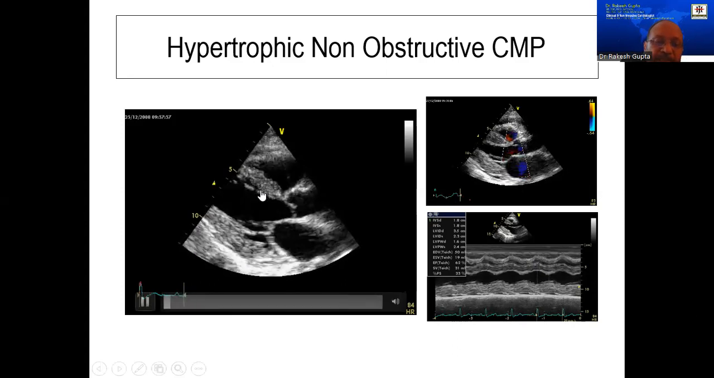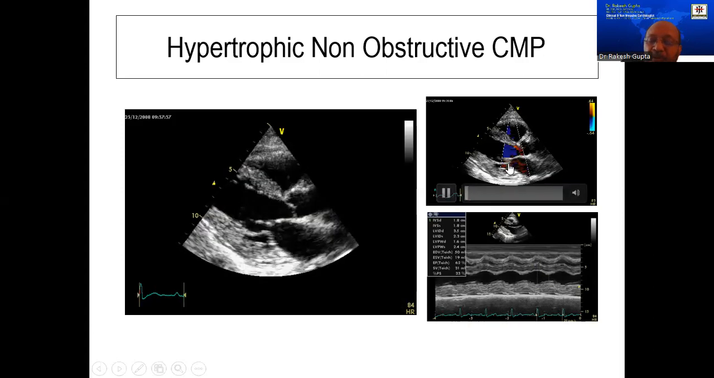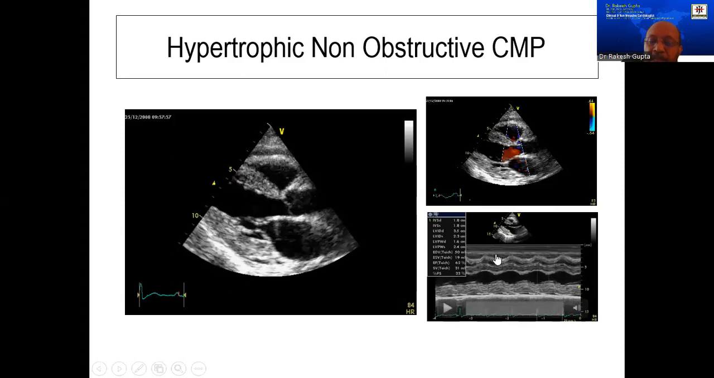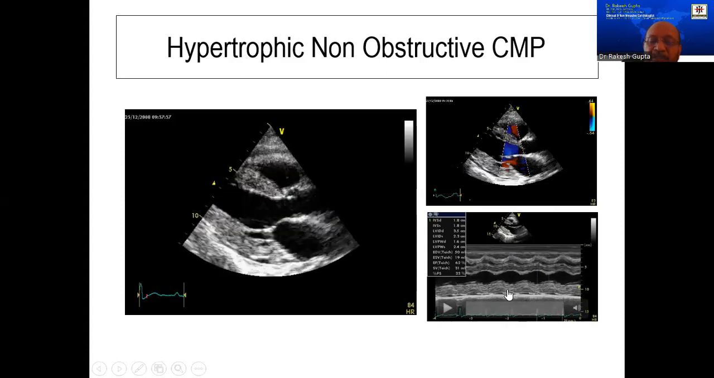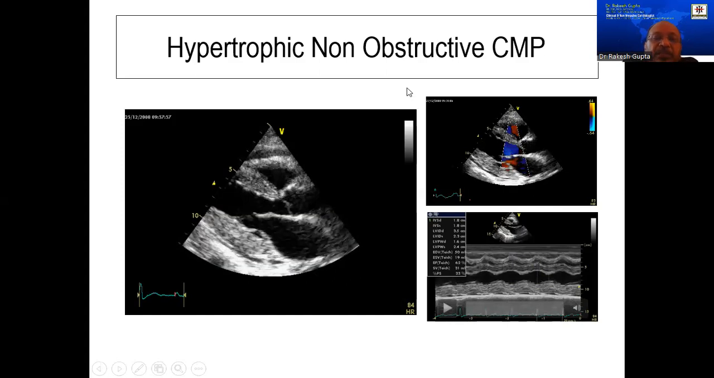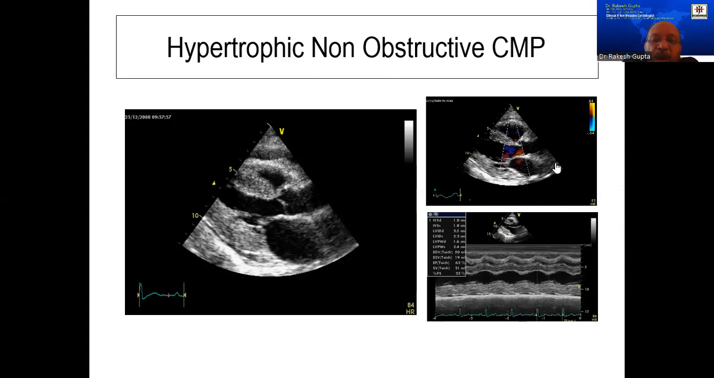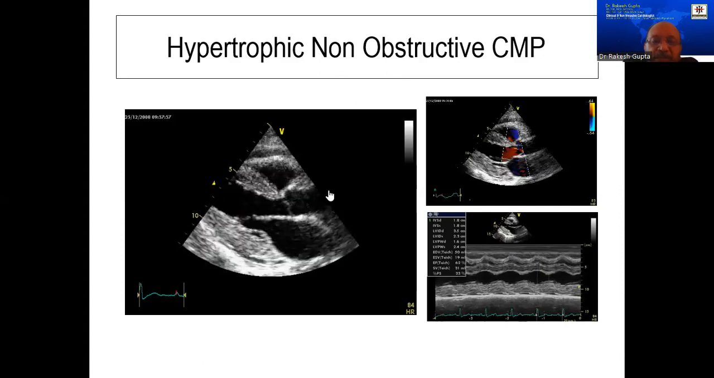If you look at this septum and the posterior wall, they're significantly thickened. Look at the mitral flow pattern, which is reasonably normal. There's a uniform hypertrophy of the septum, which is 1.8 versus 1.6 centimeter in thickness. These are the people with hypertrophic cardiomyopathies.